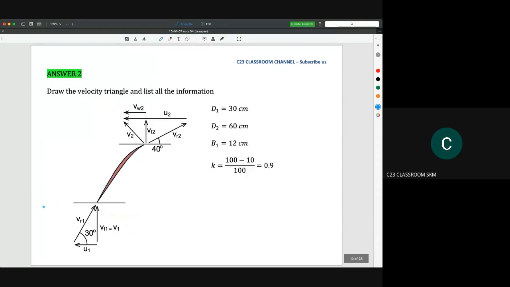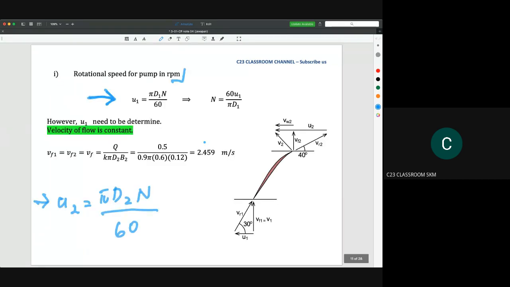So here we found that maybe it is advantageous for us to use the parameters at inlet, because we have D1, we have B1. So let's say we use the parameter for inlet, so we write U1 equal pi D1 N over 60, and then we rearrange the equation so we can calculate the value of RPM by using 60 times U1 over pi D1. Okay, so the problem is we don't know the value of U1. It is okay. So now we need to calculate the value of U1.